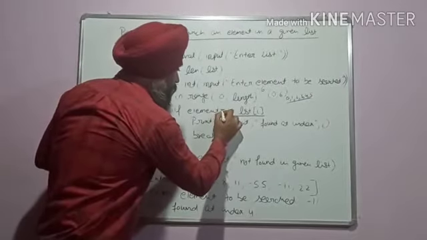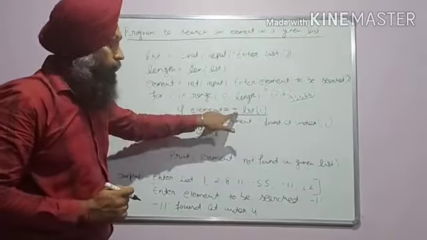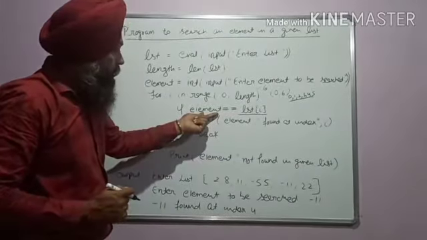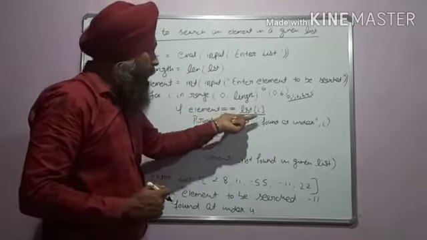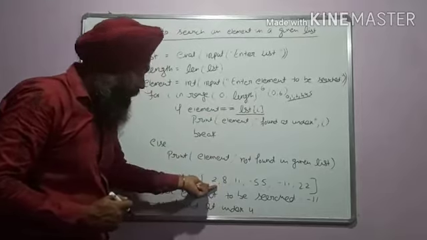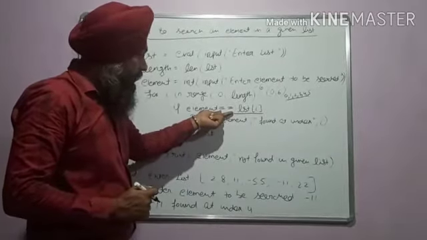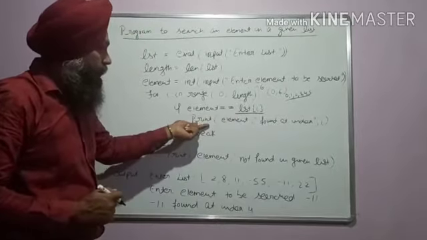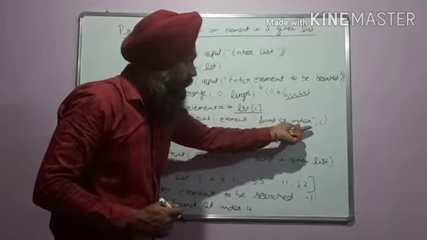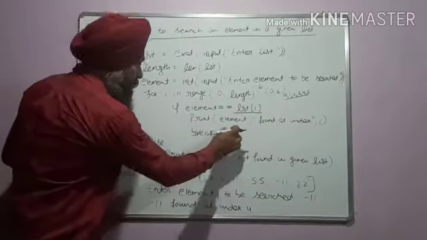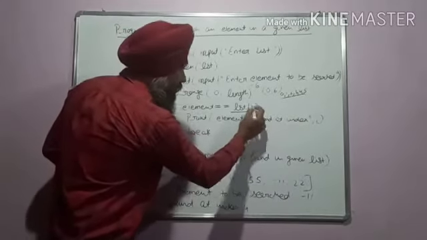So here we have used this symbol, double equal to. We will check whether the element which we want to search is equal to the element which is at the first position of the list, and if these elements are equal, then we will print our result as element found at index i. It means the element which we want to search has been found at the index i.